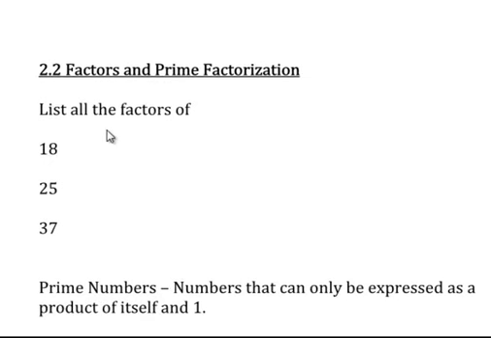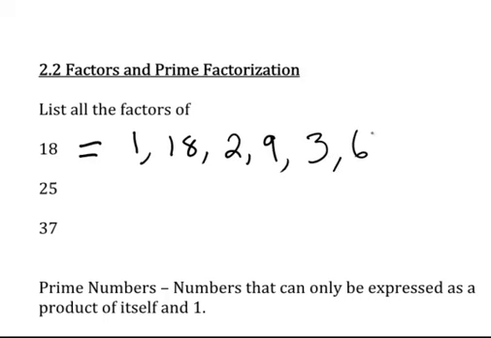The next section we're going to do is 2.2, factors and prime factorization. So the first example says, list all the factors of the first number, 18. What that means is we want to find all the numbers that multiply to 18. Well, I know 1 and 18 multiply to 18. I also know that 2 and 9 multiply to 18. And I also know that 3 and 6 multiply to 18. So there's the list of numbers that all multiply to 18.